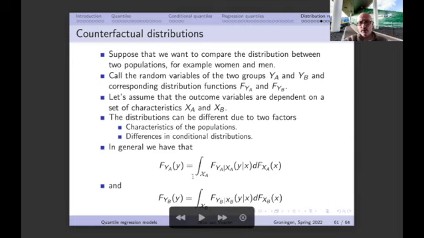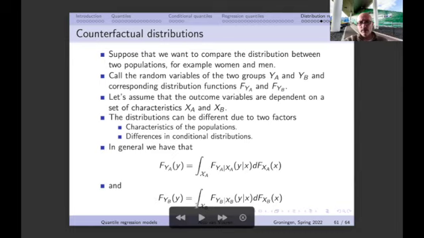We can integrate over the characteristics, say, the total support of this X_A that we have over there, and then we're going to have the conditional distribution function of Y_A, conditional on X_A equal to this little x that we have over here, and we are going to integrate essentially with respect to all the characteristics that we have over there. Well, this is just the law of iterated probability. But we can do, of course, exactly the same with respect to the B group. We would like to look at the distribution function of the B group.